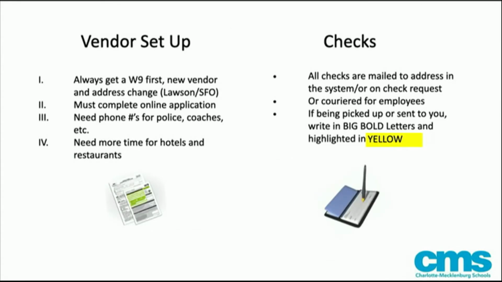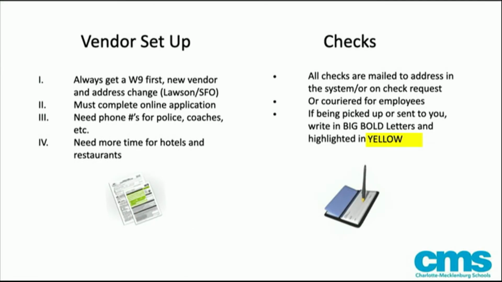Vendor setup. Always make sure that you get a W-9 first, regardless if you know the vendor's in the system, because they may have changed ownership or they may have changed their address. If you're setting some up, go ahead and get that W-9, especially for hotels. I know that we're not traveling right now, but when COVID restrictions are released and we start traveling again, we need to have that information up front. Hotels are very hard to deal with, so if you can get that for us, that would be greatly appreciated.